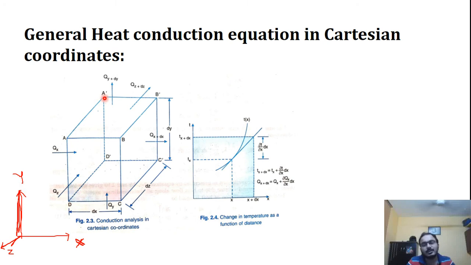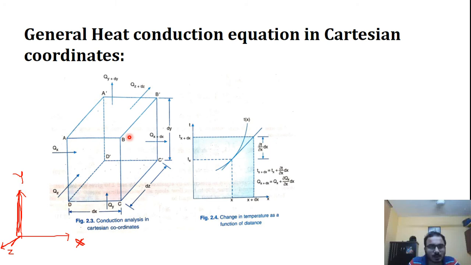Then we will see the heat flow in the z direction. So for the z direction, you need to focus on the phase A, B, C and D. So through this phase the heat is entering, which is of value Qz, and it is exiting this volume through A prime, B prime, C prime and D prime, that is Qz plus dz. So this is the exit of the heat in the z direction.